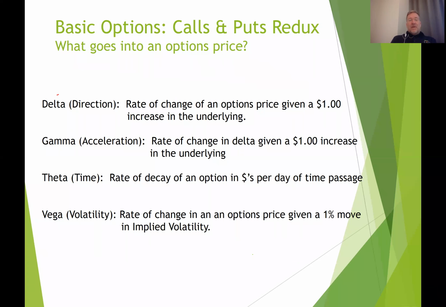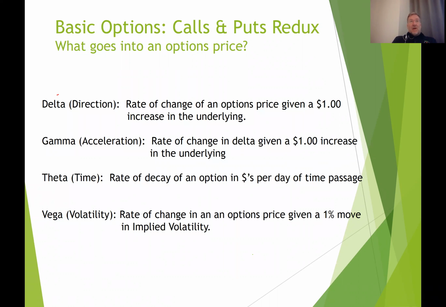Vega is related to volatility. It is the rate of change in an option's price given a 1% move in the implied volatility. Implied volatility needs to be thought of as the supply and demand of an option. There are times when volatility goes up, like a couple of days before earnings, or as many as 10 days before earnings. That volatility increase is going to increase the value of the options, and it's going to be based on vega. So there's going to be a vega number that shows you how fast an option's price goes up if the volatility goes up, or goes down.